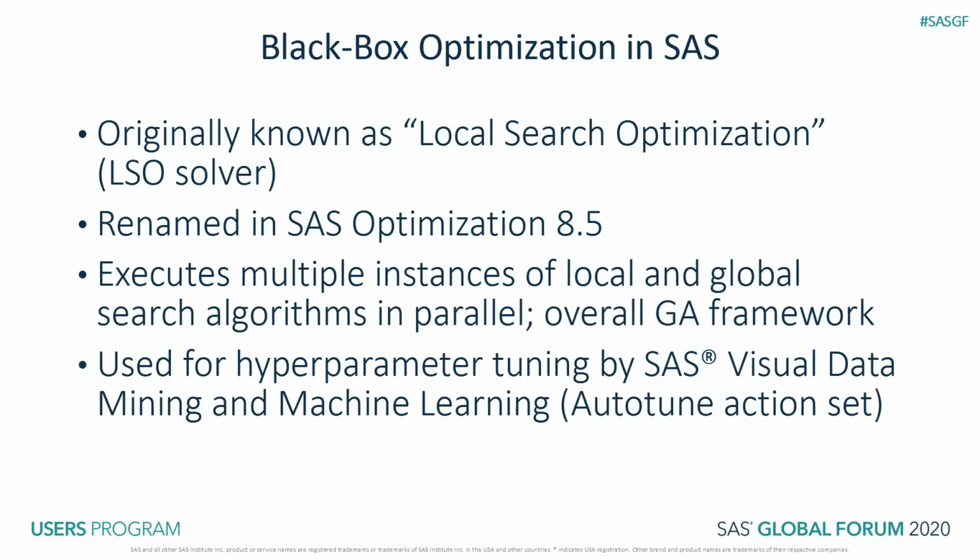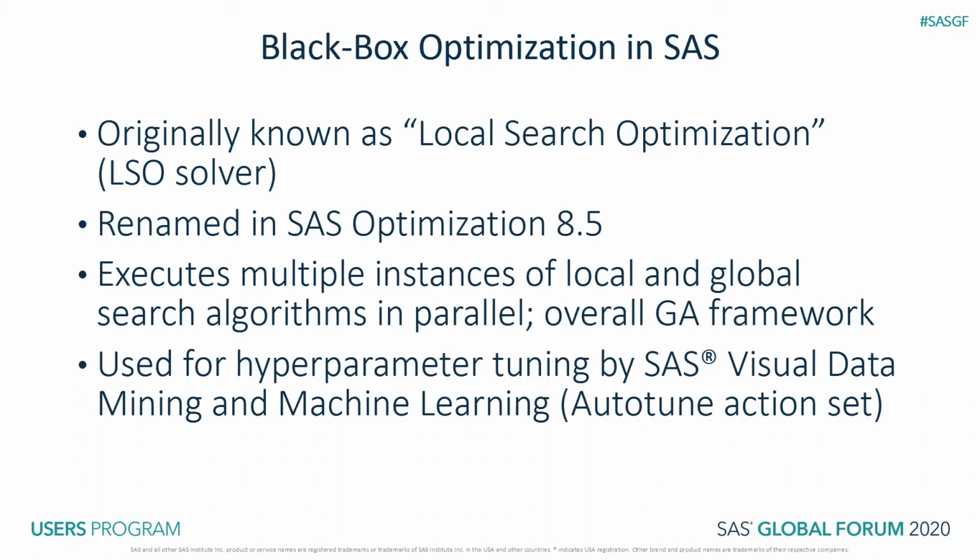The Blackbox optimization solver was formerly known as the local search optimization, or LSO solver, and that's been a part of SAS optimization for a few years now. The original name came from the fact that local search, along with global search, is an important component of the solution approach. We renamed the solver in SAS Optimization 8.5 to reflect the fact that it can deal with functions that are essentially black boxes. It doesn't matter how the functions are evaluated. You just have to be able to evaluate the functions at any point you encounter.